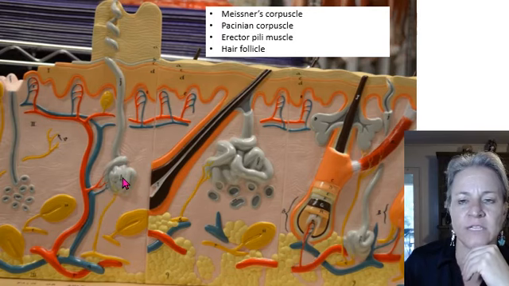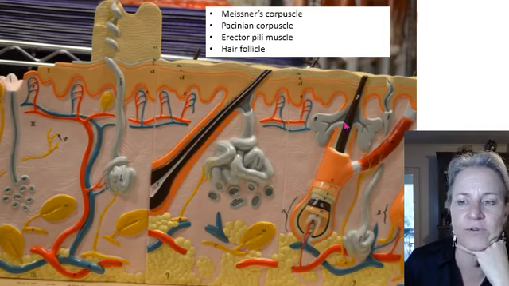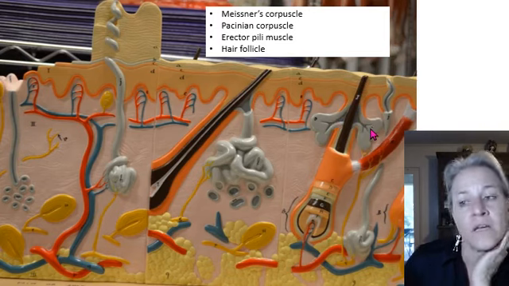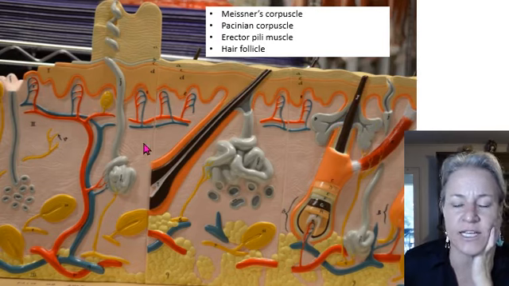That is the eccrine sudoriferous. What is the name of this gland right here? That is the apocrine sudoriferous. And what is the name of this gland? With the hair follicle. That one is going to be the holocrine sebaceous gland.